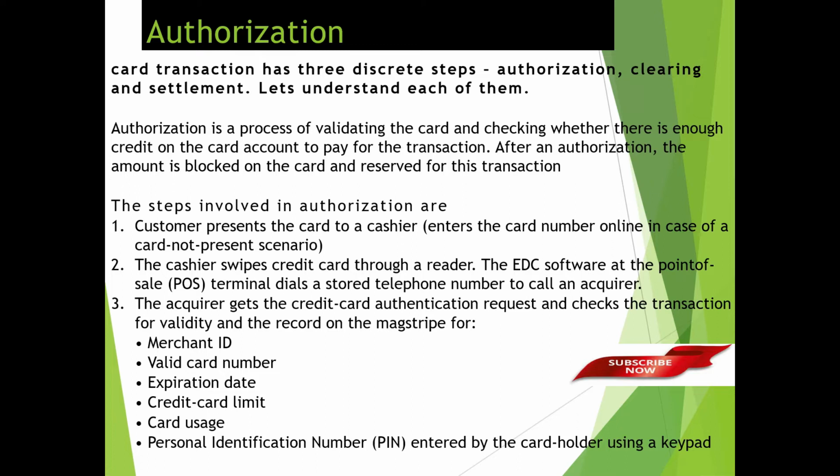The steps involved in the authorization are: the customer presents the card to the cashier, and the cashier swipes the card through the reader. The EDC software at the point of sale terminal dials a stored telephone number to call an acquirer. The acquirer gets a credit card authentication request and checks the transaction for validity and the record on the magnetic stripe, like merchant ID, valid card number, expiry date, credit limit, card usage, PIN.